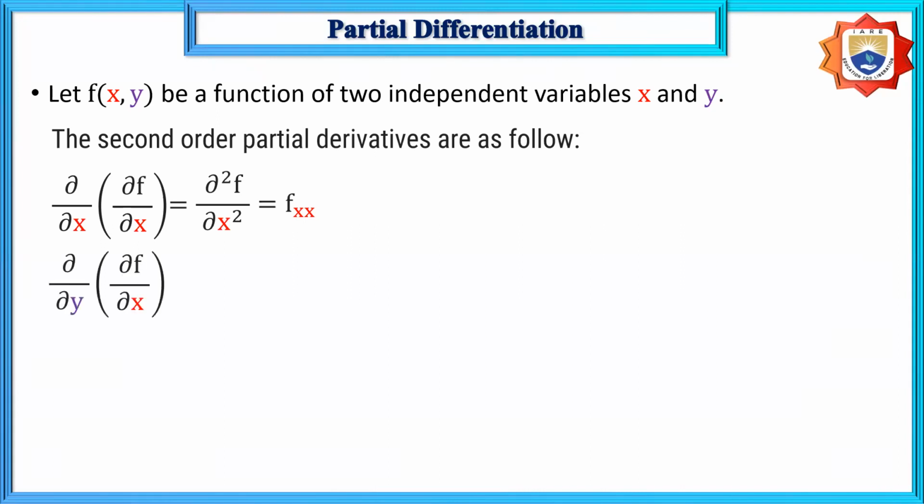And similarly, dou by dou y of dou f by dou x is equal to dou square f by dou y dou x. And here also it is fxy or fyx, both are the same. I will give the conclusion on that also.